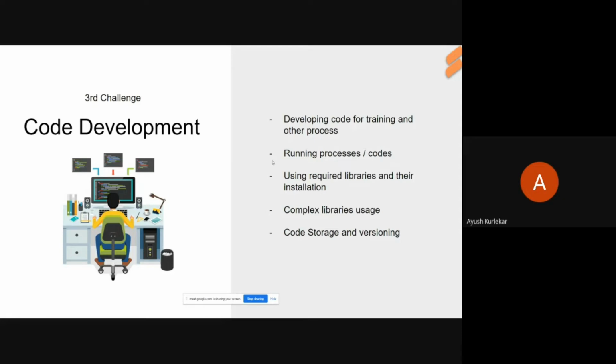Then again, the very big problem which even we face while developing code, who are pro in code, is code storage and versioning. So we sometimes use Git and many other tools to do the versioning, but everyone is not good at that. So this becomes again a very big obstacle while doing this code development process, or again ML modeling.